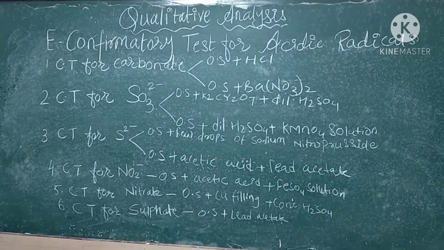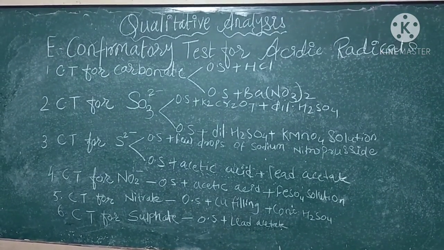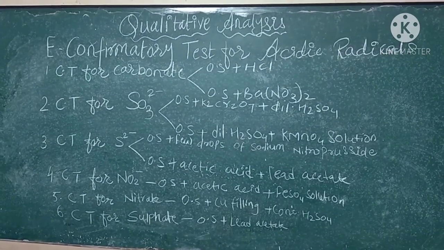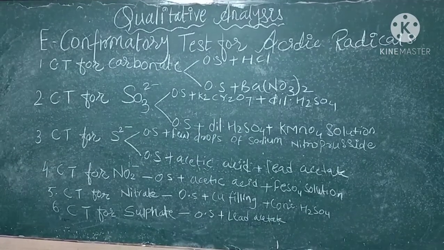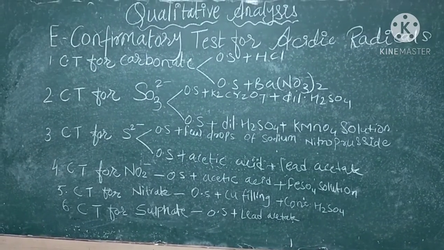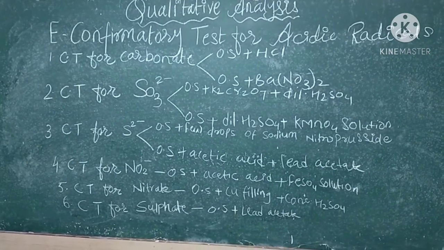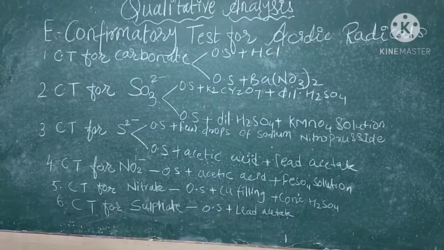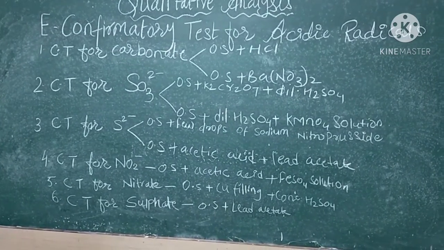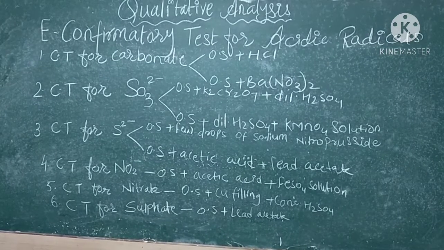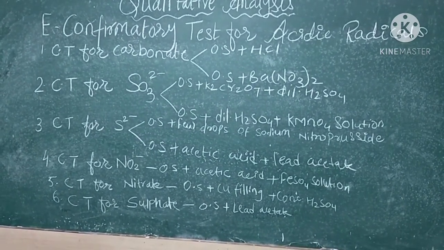In the salt analysis, after performing all those tests, we move to the last test, that is the confirmatory test for acidic radicals. In this test, overall 12 tests you have to perform. Right now, I am performing the following tests. First is the confirmatory test for carbonate. In this carbonate test, we perform 2 tests with OS solution, HCl and barium nitrate.